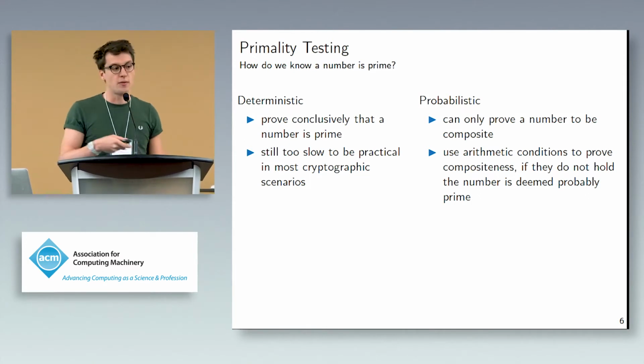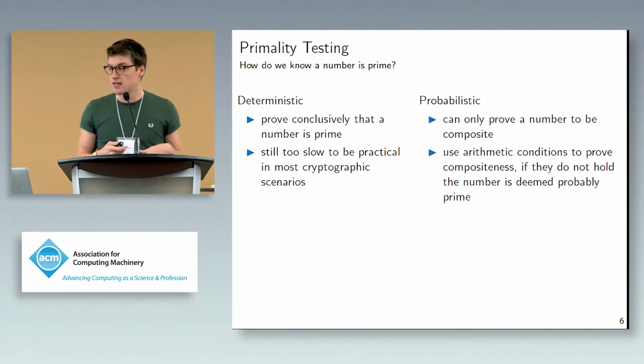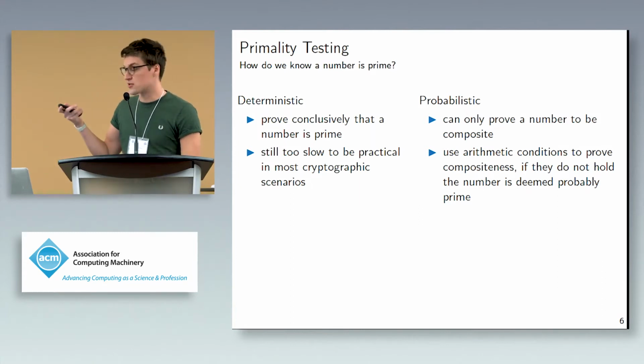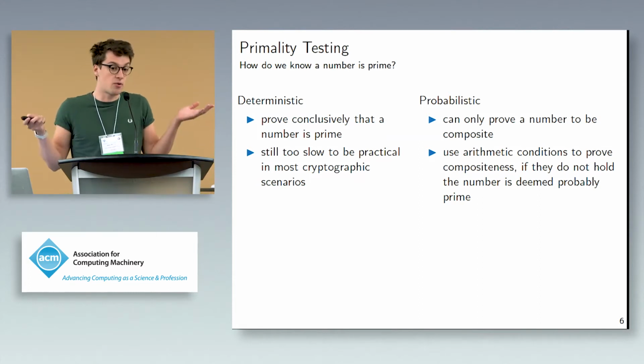These can only prove that a number is composite, and it does this by using an arithmetic condition that we know holds for all primes and repeatedly applying this to the number that we're testing. If we find a contradiction, then we know that this number is composite, but if after, say, t rounds we haven't found such a contradiction, then we just say that this number is probably prime.